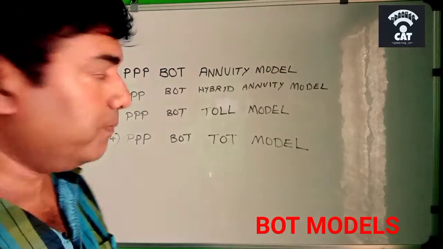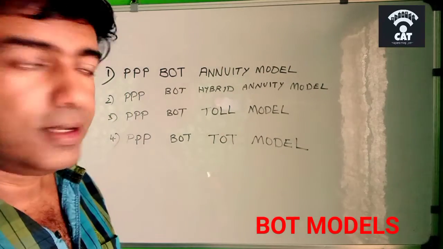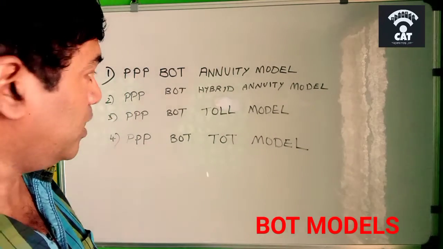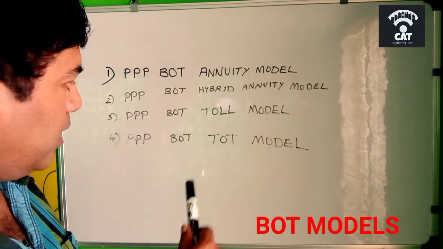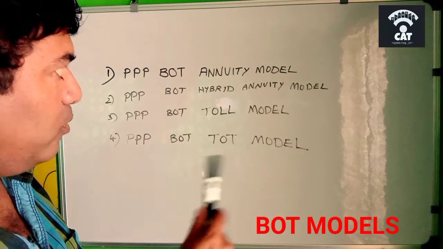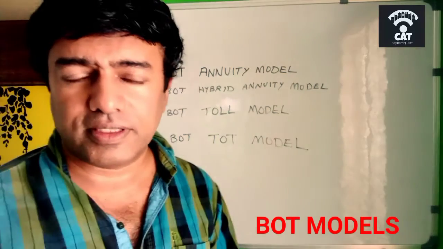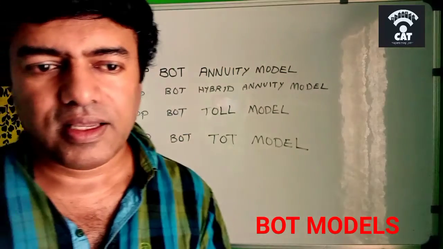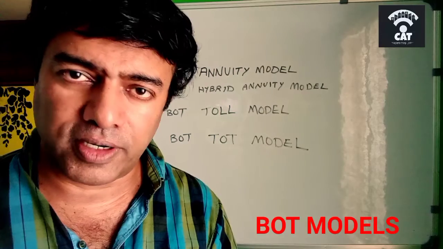Triple P BOT annuity model, Triple P BOT hybrid annuity model, Triple P BOT toll model, Triple P BOT dot model. So before going into this, I will explain the type of construction that is going on in India or Kerala.